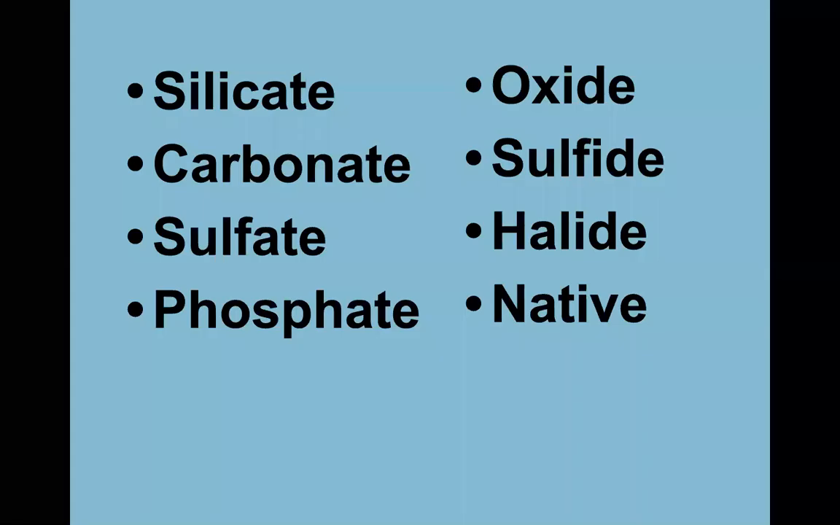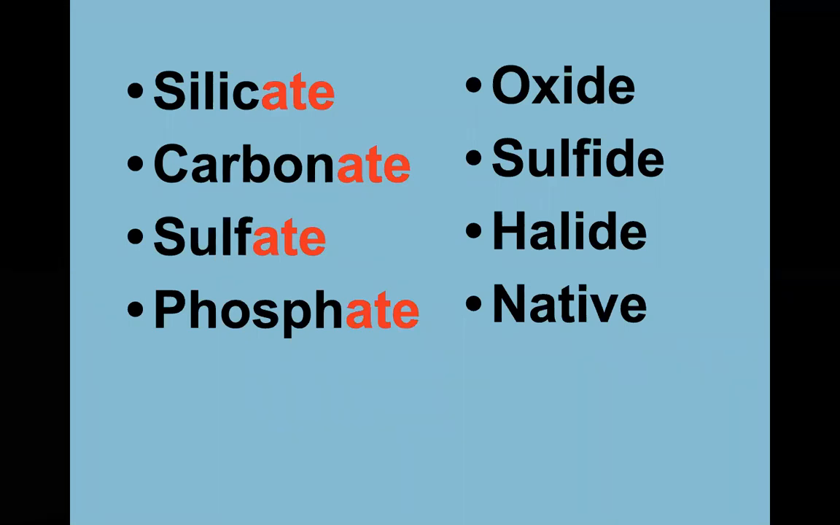All right, so for all the families, you can kind of see the patterns here maybe. That first bunch are the 8s. So silicon, oxygen, silicate; carbon, oxygen, carbonate; sulfur, oxygen, sulfate; phosphorus, oxygen, phosphate. Then you have the next group where it's a metal and oxygen, oxide; metal, sulfur, sulfide; and a metal and a halogen, so either chlorine or fluorine, would be a halide. And then the native, again, that's just any mineral that has a formula of just one element. It's a pure substance.